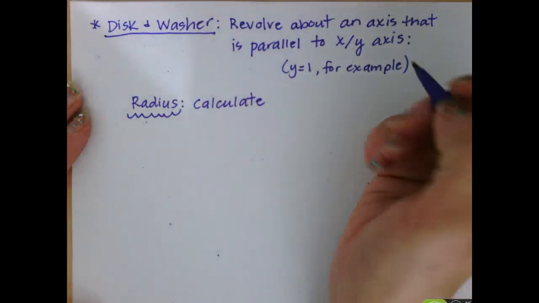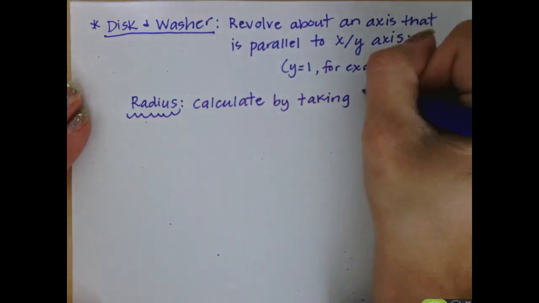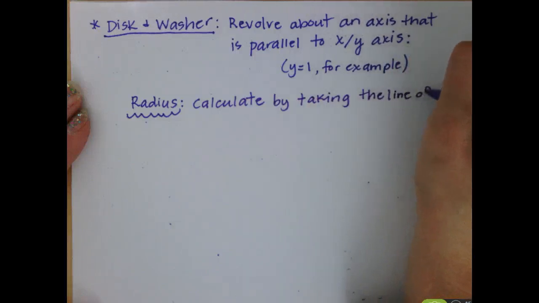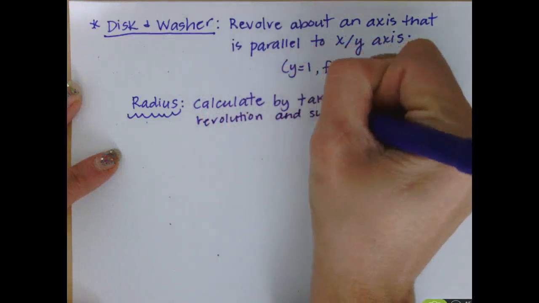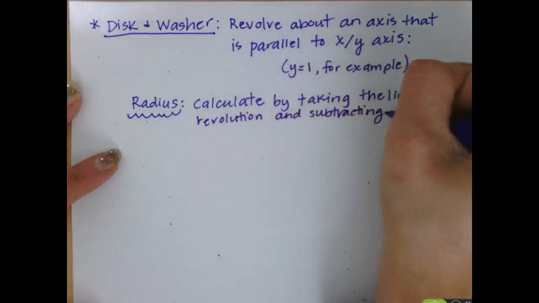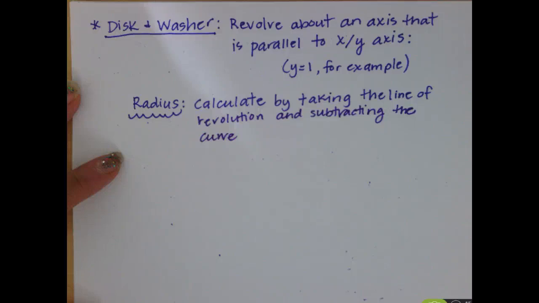So we are going to again calculate the radius by taking the line of revolution and then subtracting the curve. So you'll be given some curve function that creates the boundary lines for the two-dimensional figure. And so if you take the axis of revolution and subtract the curve, you're going to come up with a distance that represents the radius of your disk, for example.